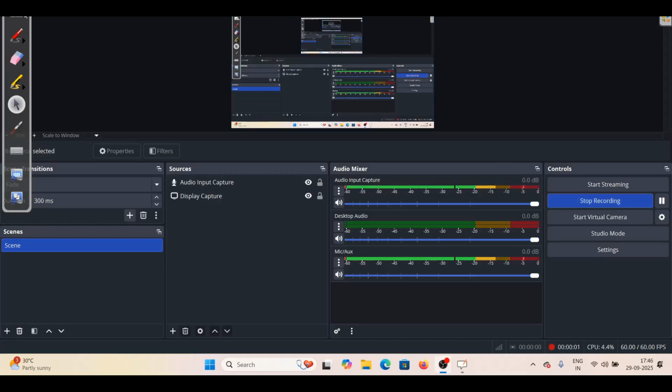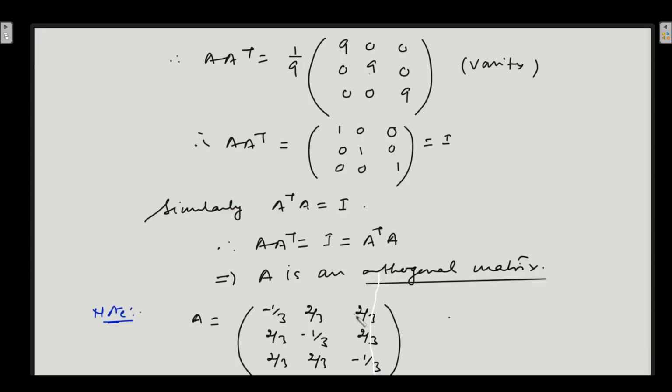Let us learn about some more ways to show that a matrix is orthogonal. Suppose we have a matrix given at the bottom of the slide, that the matrix A is equal to minus 1 by 3, 2 by 3, 2 by 3, 2 by 3, minus 1 by 3, 2 by 3, 2 by 3, 2 by 3, minus 1 by 3. We have to show that this is orthogonal.